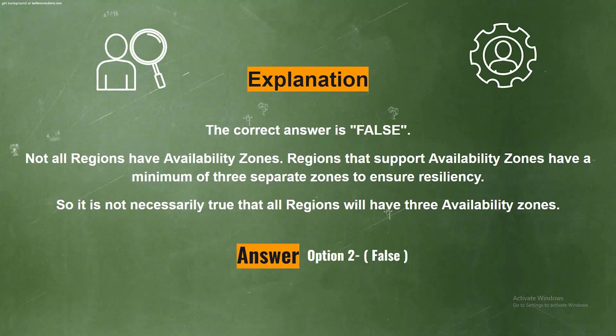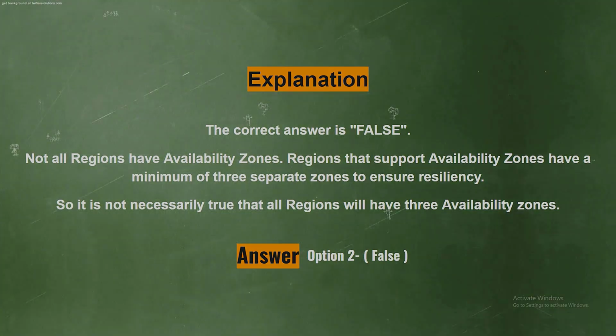Explanation. The correct answer is false. Not all regions have availability zones. Regions that support availability zones have a minimum of 3 separate zones to ensure resiliency. So it is not necessarily true that all regions will have 3 availability zones.